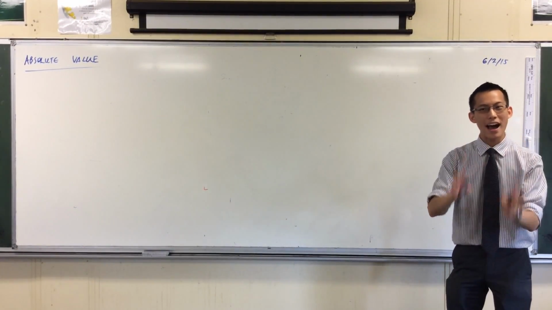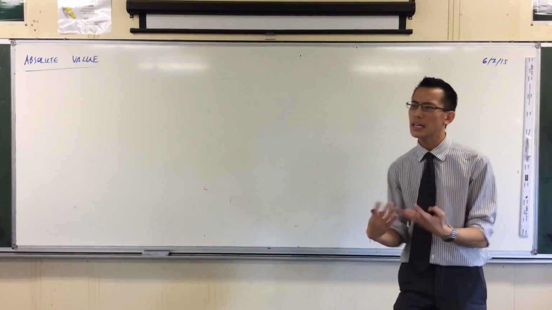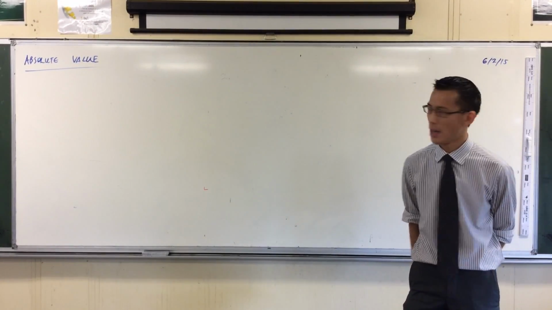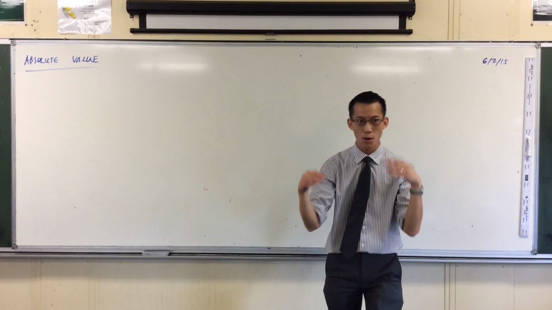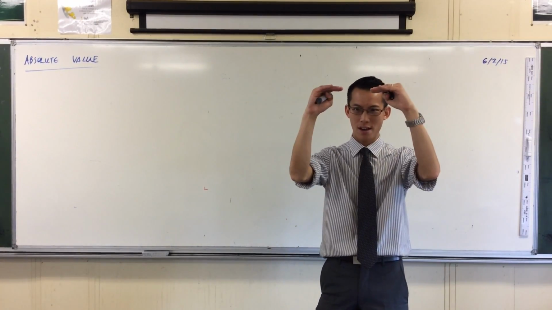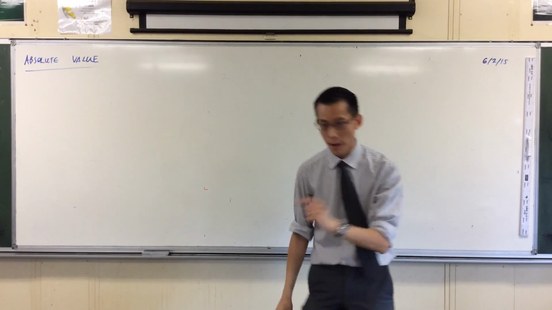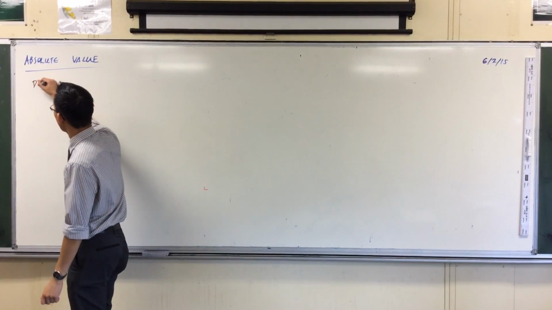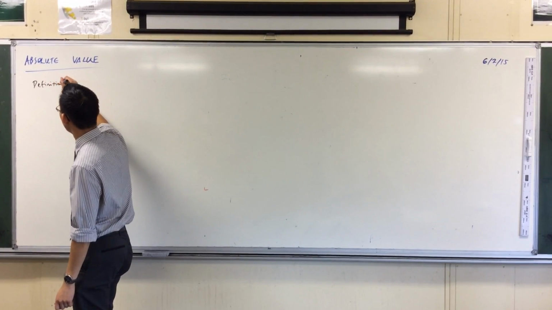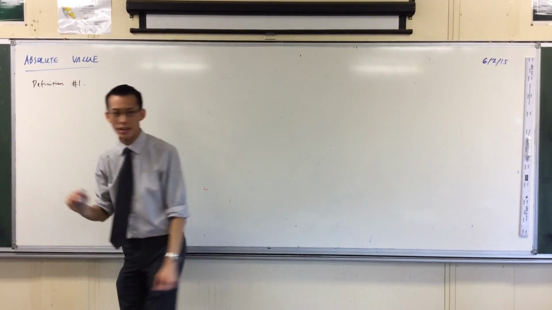So, let me define for you what absolute value is. I'm going to give you a variety of definitions that go from the simplest, most common sense, and then I'm going to filter down into more complicated, abstract definitions. Okay? So here's my first definition. Definition number 1.